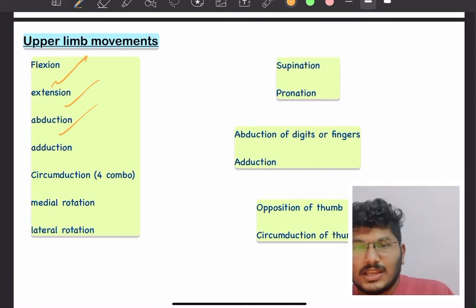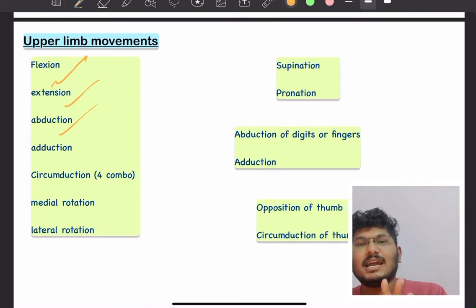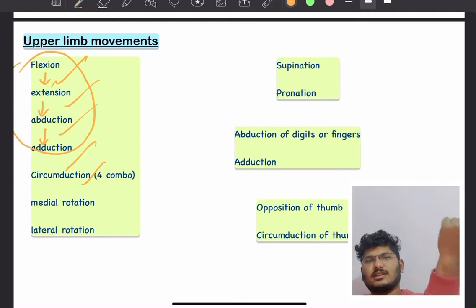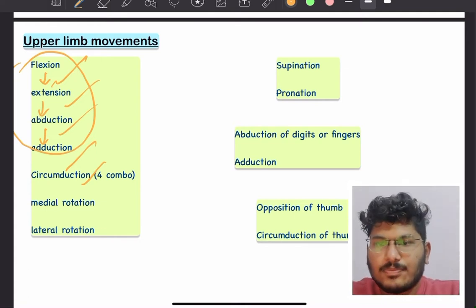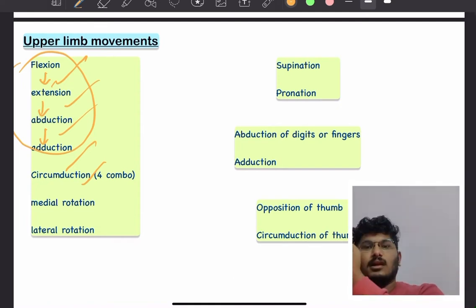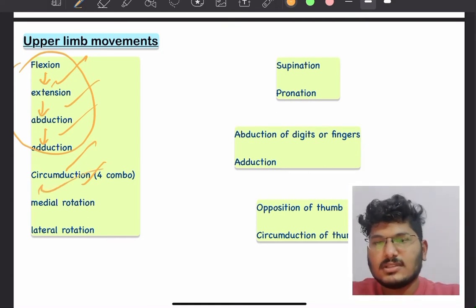Circumduction is a special movement which includes four things. It is a circular movement: flexion, extension, adduction, abduction. Circumduction is the combination of four movements like flexion, adduction, extension and abduction. All these together are called circumduction. It's a circular movement. Okay, so this is circumduction.